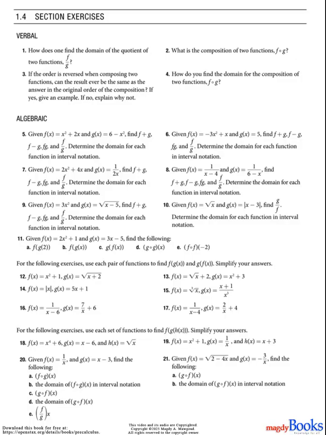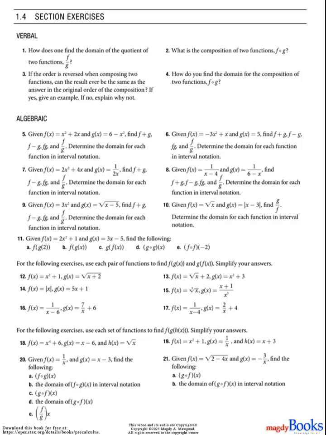10. Given f of x equals square root of x and g of x equals the absolute value of x minus 3. Find g over f. Determine the domain for each function in interval notation.